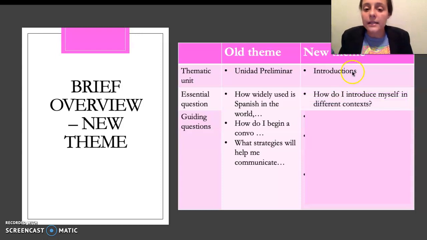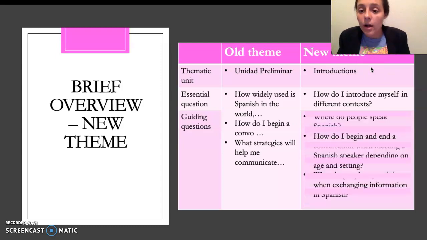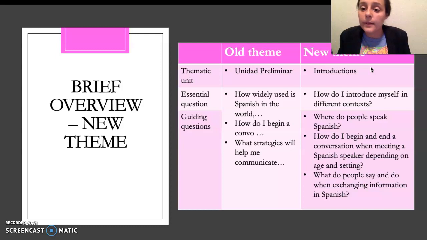So for example, my essential question is, how do I introduce myself in different contexts? And then the guiding questions are, where do people speak Spanish? How do I begin and end a conversation when meeting a Spanish speaker, depending on age and setting? What do people say and do when exchanging information in Spanish? As you can see, my questions are more geared towards context and pragmatics, and I definitely have learned from you all in this class and Professor Shively, so thank you for that.